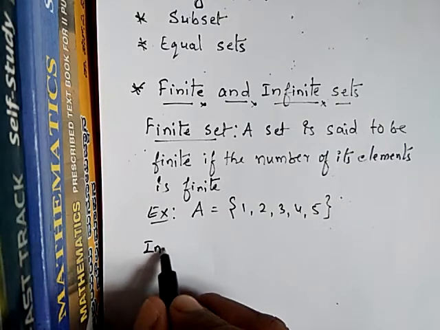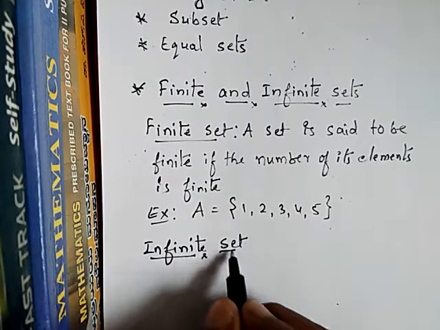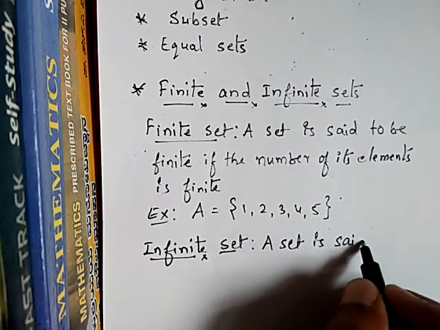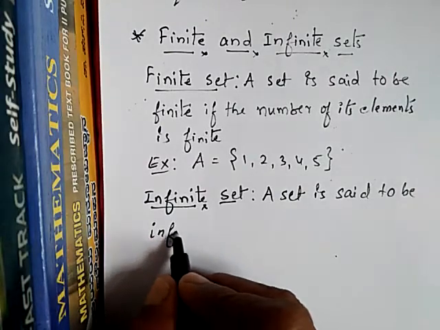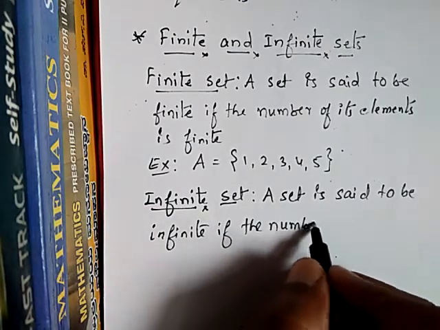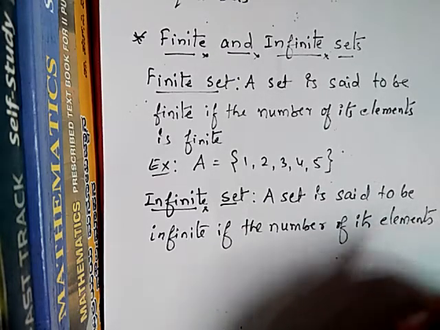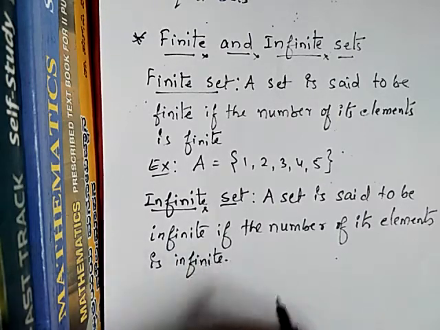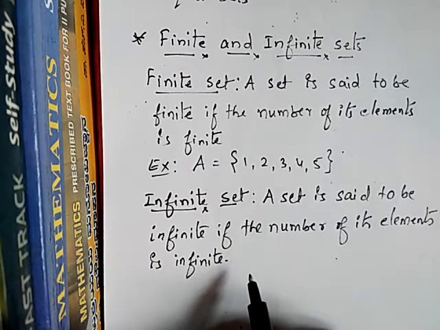Next we will go for the infinite set. So what is this infinite set? A set is said to be infinite if the number of its elements is infinite. That is, a set is said to be infinite if the number of its elements is infinite, meaning the number of elements will be infinite.